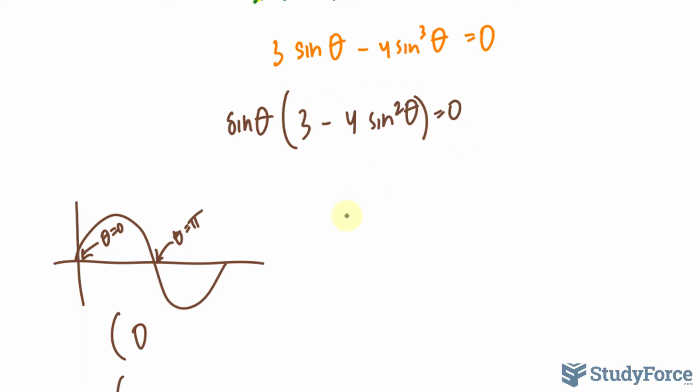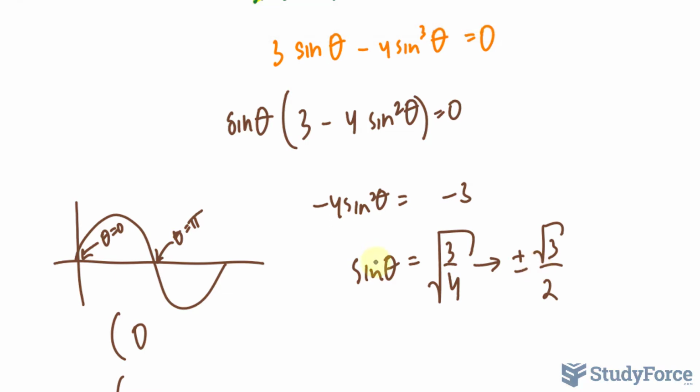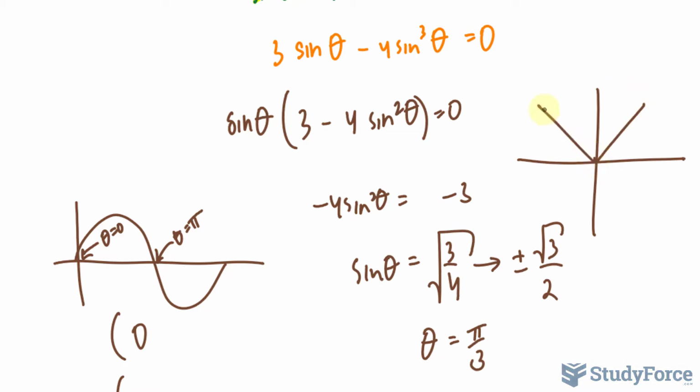We'll take that 3 over. That becomes negative 3 minus 4 sine squared theta. Divide both sides by negative 4. We have 3 over 4. Square rooting both sides gives us sine theta is equal to the square root of 3 over 4. And remember, this is the same thing as saying the square root of 3 over 2, plus minus. Therefore, we can use special triangles to help us figure out theta. It turns out that if you find out what theta is using special triangles, theta is equal to pi over 3. And sine is positive here, and sine is negative here and here.